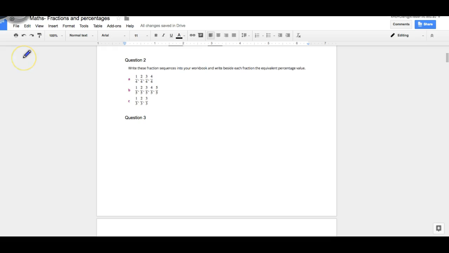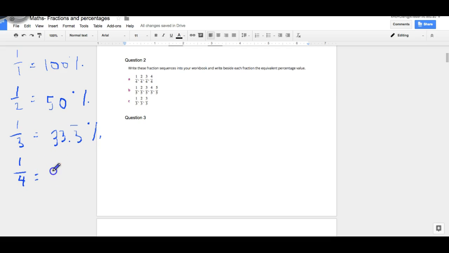There are some fractions that you should know off by heart. Okay, so basically 1 over 1 is 100%. Then if we had half of 100%, or half of 100 is 50, so that's 50%. 1/3 is 1/3 of 100, which is 33.3 recurring percent. 1/4 is 1/4 of 100, which is 25%. And then 1/5. So these ones you should soon enough know off by heart.